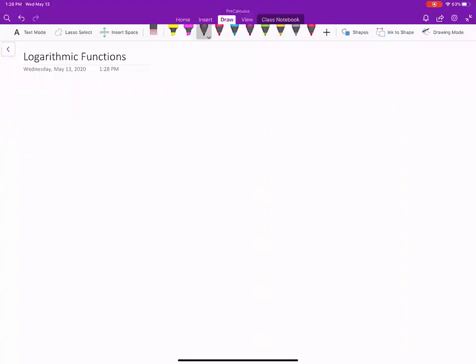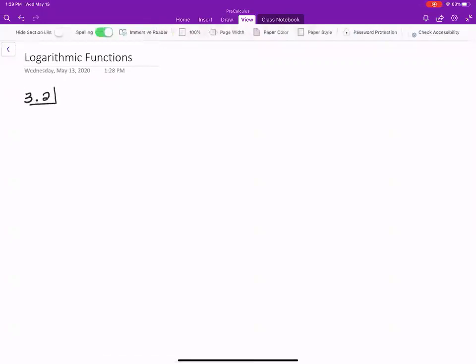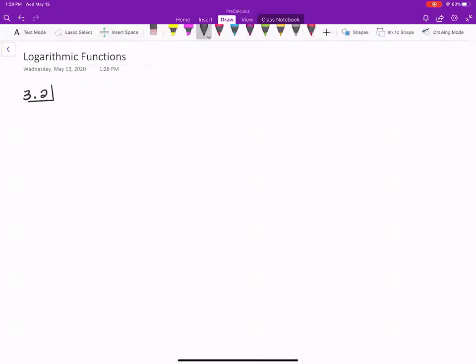And then we have logarithmic functions, which are technically from section 3.2 in your textbook. So if you're looking to see where that's located, it's technically from there. And remember that when we find inverse functions, you would have to switch x and y values.